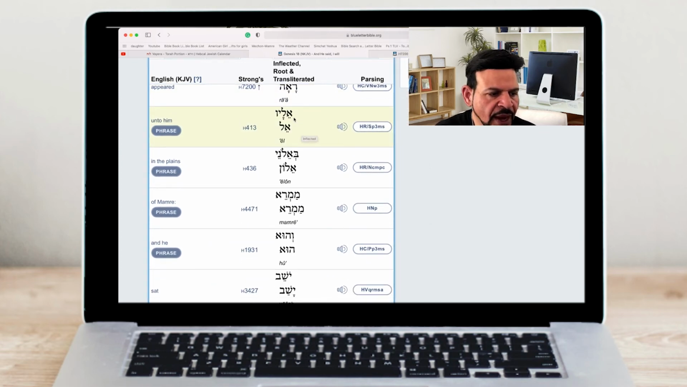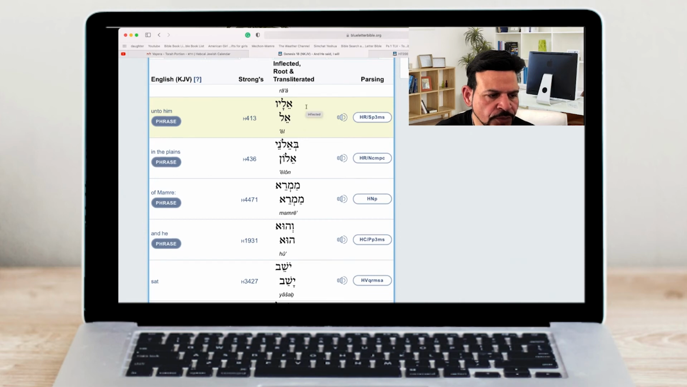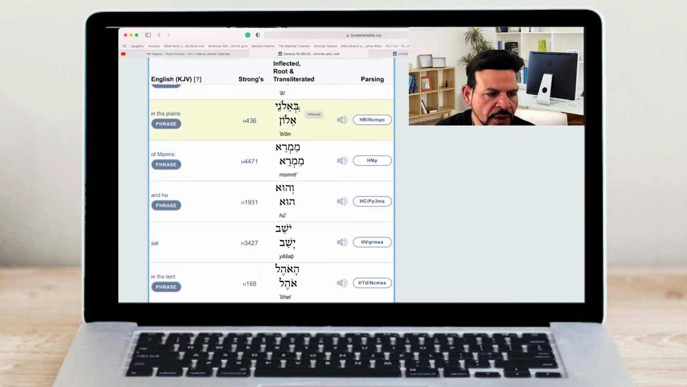So we have Elav, which is El with a suffix at the end. The Vav at the end, the Yud Vav, basically means his or to him. So it literally means to him. El is to. The letter Beit in front of Alon or Elone, Elon. So we have here Alon. Now they say in the plains, but it really is not referring to the plains itself.